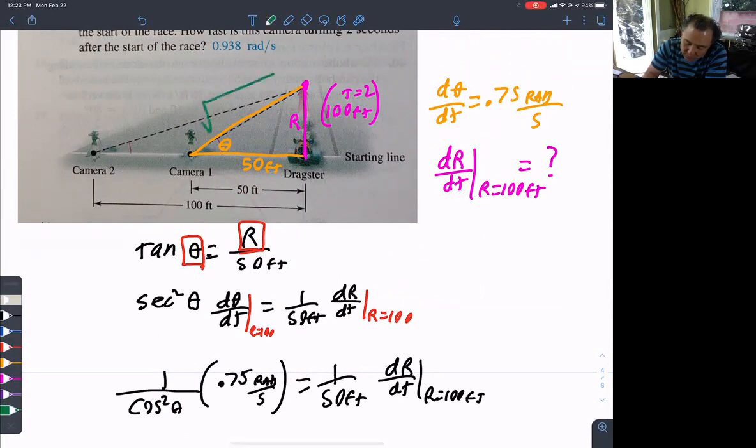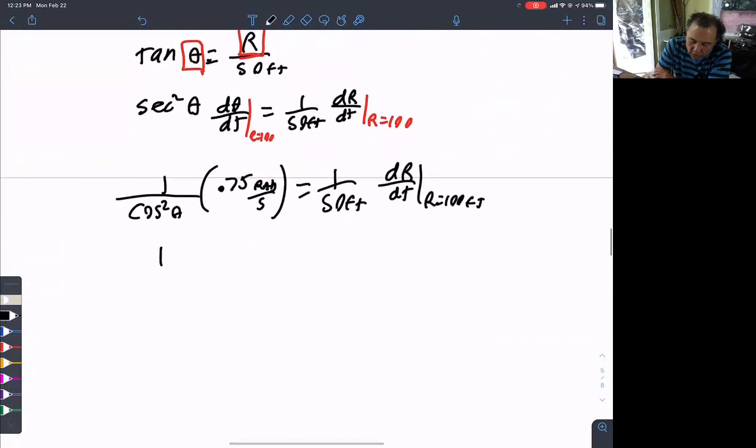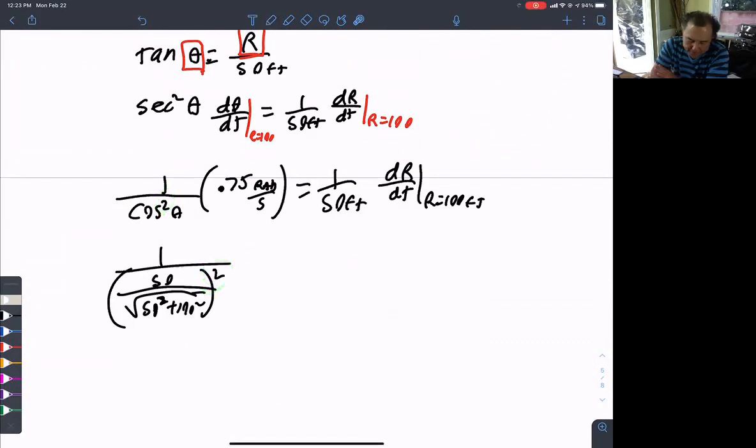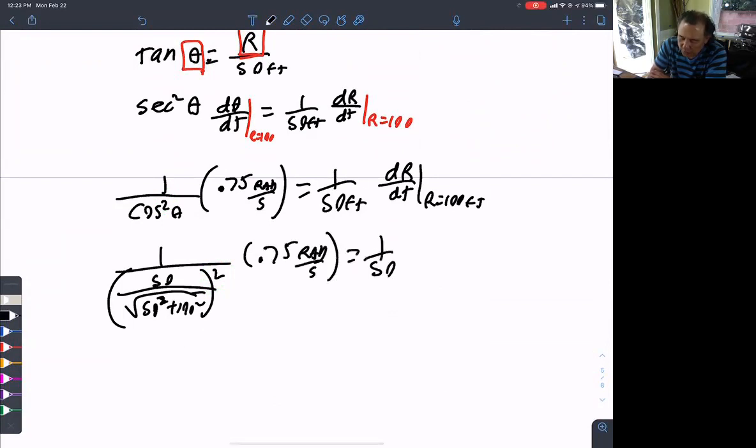The hypotenuse is the square root of the legs squared, 50 squared plus 100 squared. Blue should work better, that color's hard to see. So cosine will be 50 over that. I can do that. So I'm going to have 1 over 50 over the square root of 50 squared plus 100 squared, and that's squared because it's cosine squared. So that whole thing is squared. Yuck, yuck, yuck. Times 0.75 radians per second, times 1 over 50, dr dt. Okay, I'm almost done here.